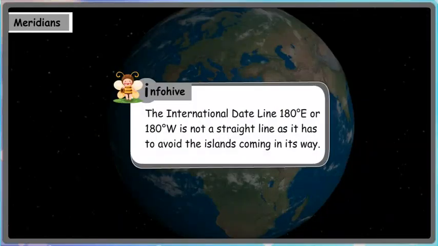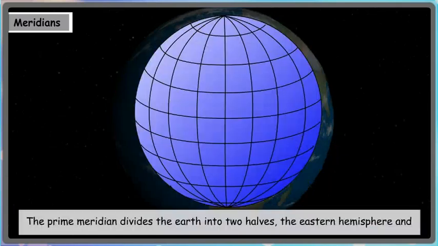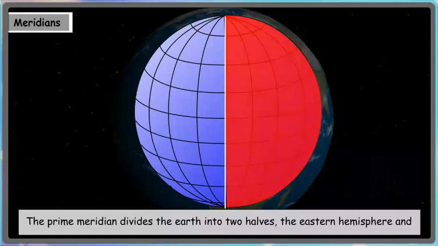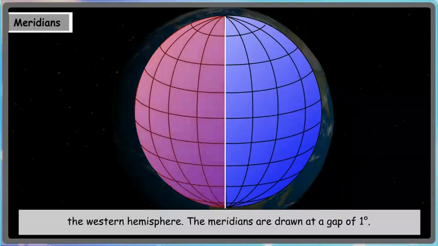Info Hive. The international date line 180 degree east or 180 degree west is not a straight line, as it has to avoid the islands coming in its way. The prime meridian divides the earth into two halves, the eastern hemisphere and the western hemisphere. The meridians are drawn at a gap of 1 degree.